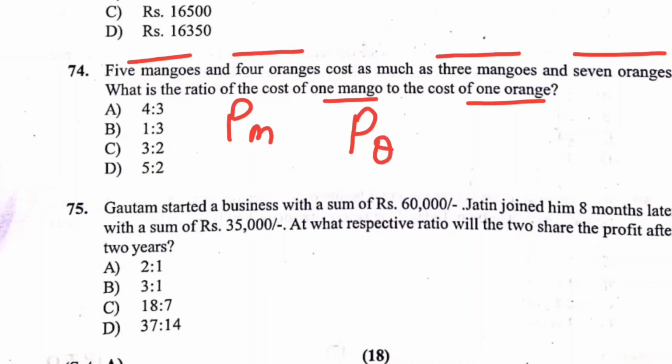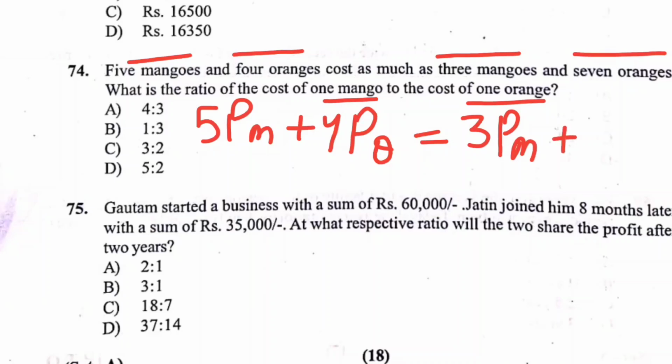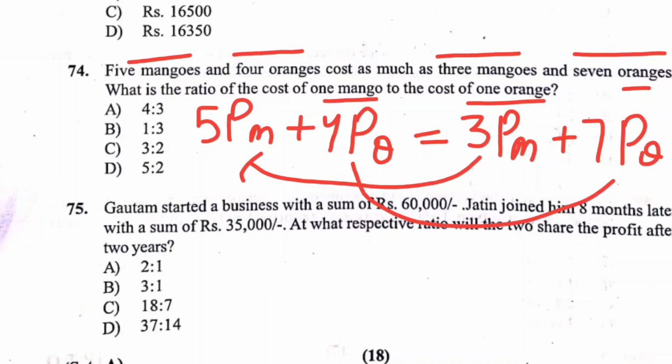We are being told that 5 mangoes, let us denote it by 5 times the price of mango, plus 4 times the price of orange, is equal to 3 mangoes, that is 3 times the price of mango, plus 7 times the price of orange, that is PO. Let us solve it. Transpose this here and transpose this term there.